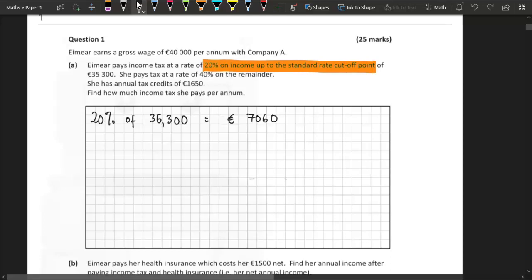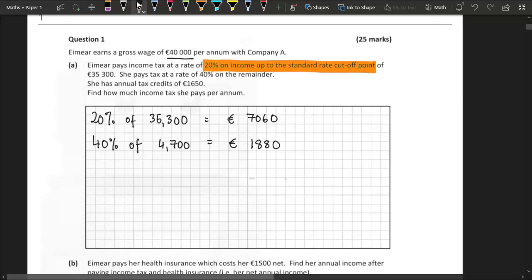The next part then is she pays tax at a rate of 40% on the remainder. So that means she's paying the 20% up to 35,300 and 40% on the remainder. So we can go 40% of whatever is left over. What's left over is 4,700. Where did I get the 4,700? The 35,300 and the 4,700 add up to the 40,000, which is up at the top. So 40% of the 4,700, which is the upper rate of tax, is going to give us a total of 1,880.